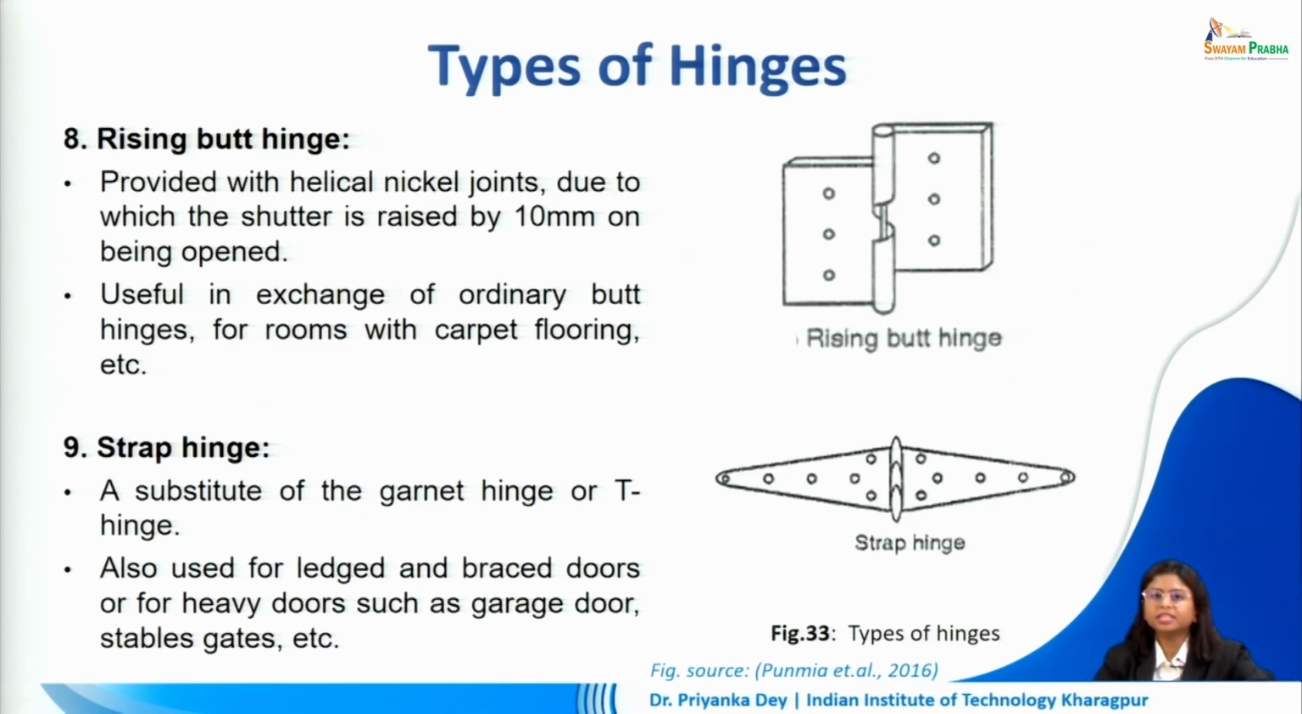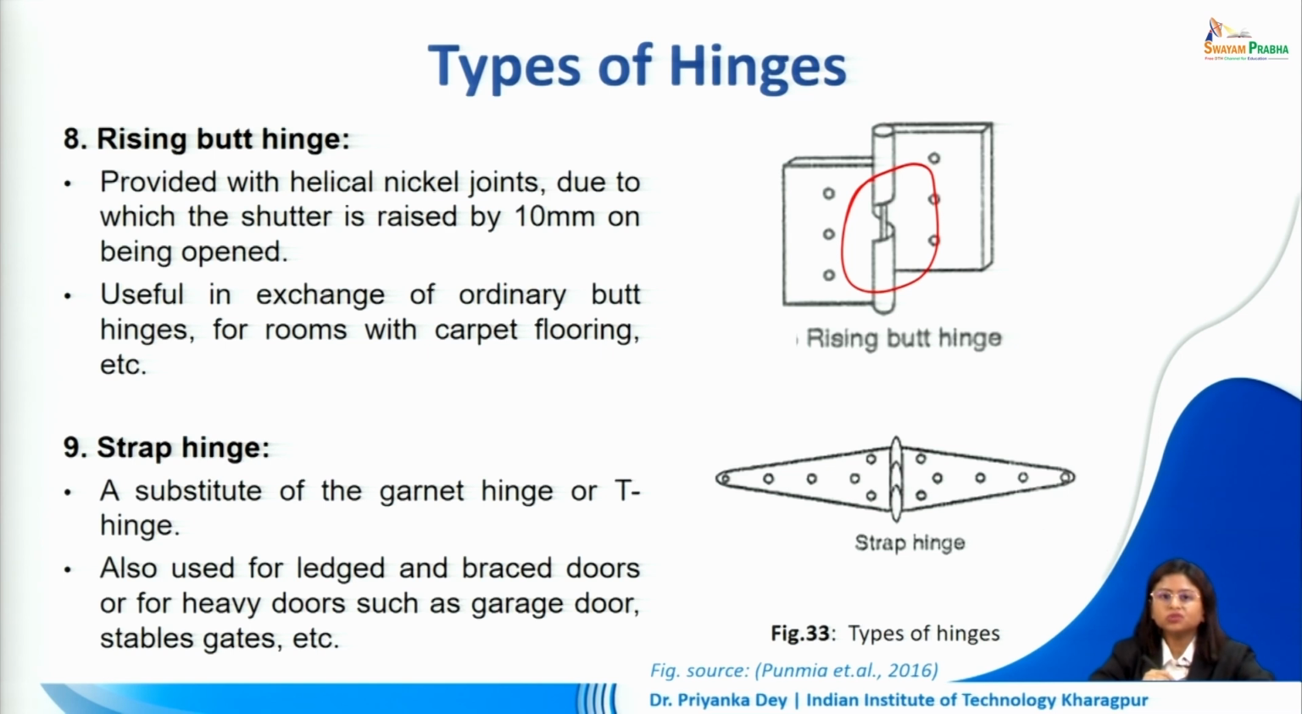The rising butt hinge is provided with helical nickel joints, due to which the shutter is raised by 10 mm on being opened. This is useful when we are dealing with rooms with carpet flooring, because it will raise the shutter by 10 mm on being opened because of this portion. So, the carpeting in the internal space will be accommodated and will allow easy movement of the door without getting stuck on the carpet every single time.